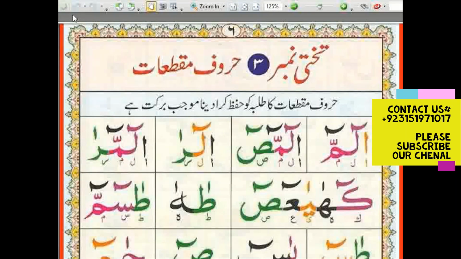Lesson number 3, or chapter number 3: Huruf-e-Muqatta'at. Huruf means letters and Muqatta'at means disjointed. Inshallah, I will try to explain the Muqatta'at.